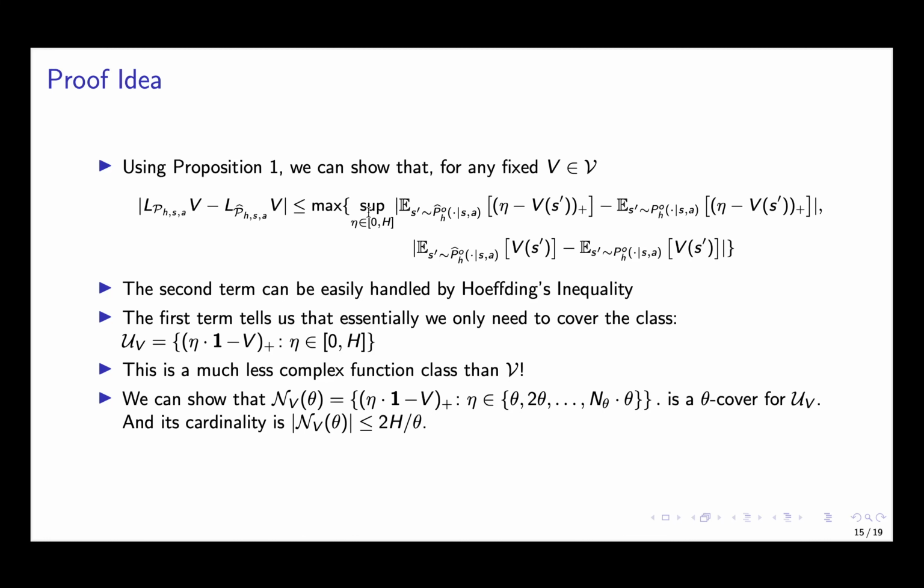The first term tells us that essentially we only need to cover the class of the form u_{V,eta}, where the argument is the vector of all ones minus V, the subscript plus is the max between 0 and the value, and eta is the dual variable. This is a much less complex function class than the script V, which is the general function class with all possible value functions. We can also show that the script N defined in this way is a theta cover for this function class, and its cardinality is just upper bounded by 2H over theta. Note that this cardinality doesn't depend on the state space size. This saves us the state factor in the complexity bound.